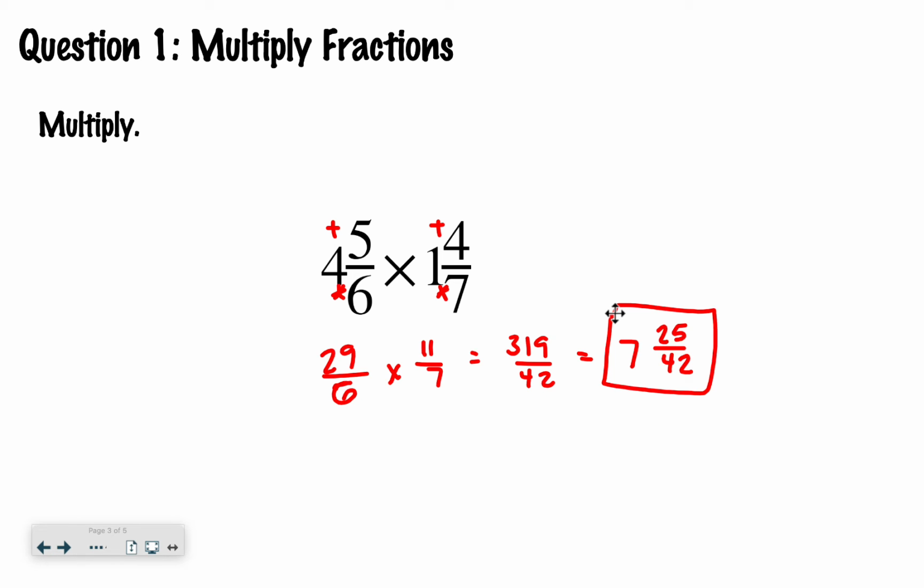Okay, so if you converted everything to improper fractions, you would end up with 29/6 times 11/7. 29 times 11 is 319. 6 times 7 is 42. 42 can go into 319 7 times without going over. And then when you look for the remainder, you are left with 25. So 7 25/42 is your answer.